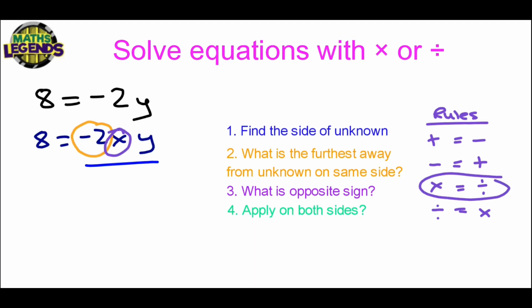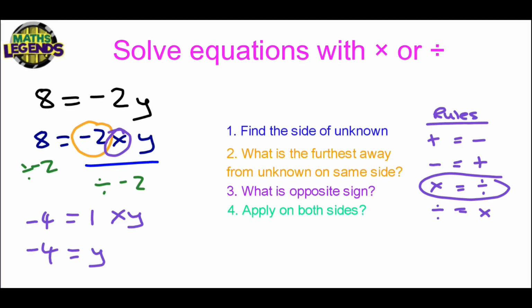So we're going to divide both sides by minus 2. Now you'll see why we ignored the minus, because the aim of this is to get rid of that minus 2 so that the y is on its own. 8 divided by minus 2 is minus 4. 8 divided by 2 is 4, and the plus and the minus makes a minus. Then minus 2 divided by minus 2 gives us 1 times y, and this simplifies to minus 4 equals y.